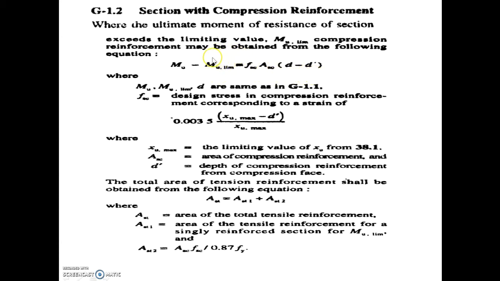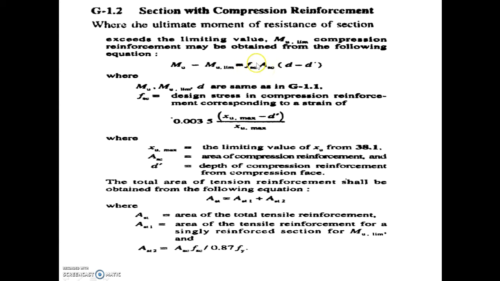For limiting moment of resistance, we have to find out the Ast value by using Mu is equal to 0.87 fy Ast into d into 1 minus fy Ast by fck bd. By using that formula, we have to find out the Ast1 value. After getting the Ast1 value, we have to calculate the Asc value by using this equation, that is Mu minus Mu limiting is equal to fsc into Asc into d minus d dash. By equating, we will get the area of steel in the compression zone.